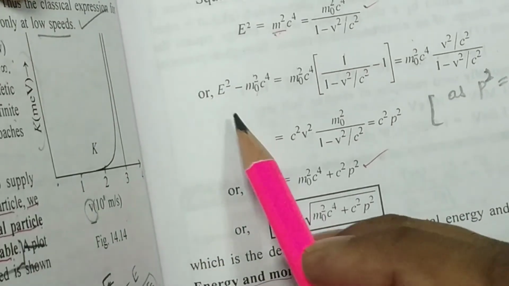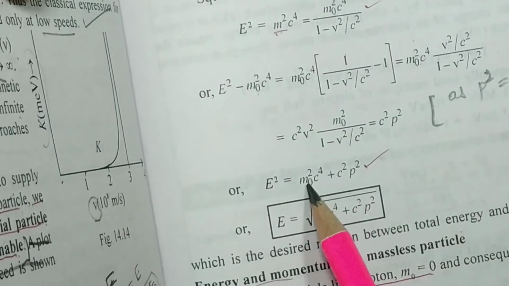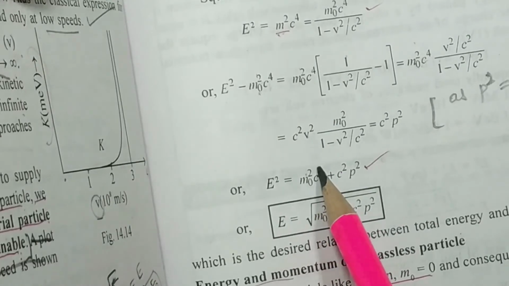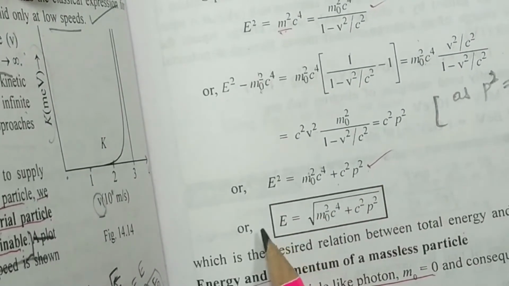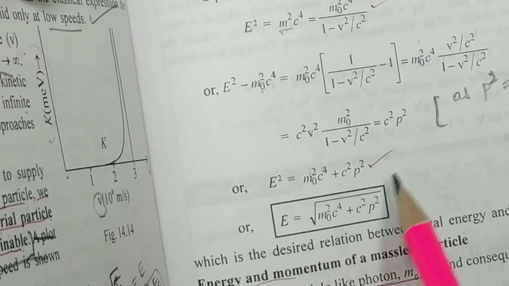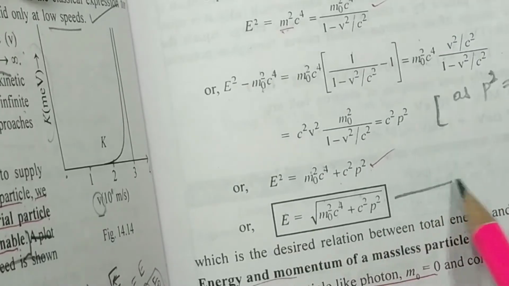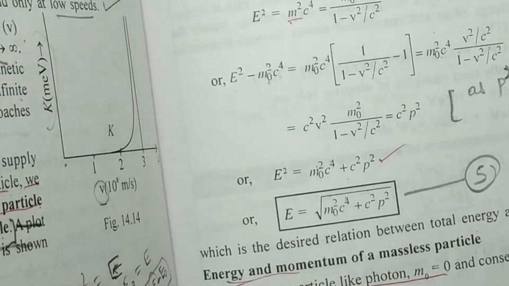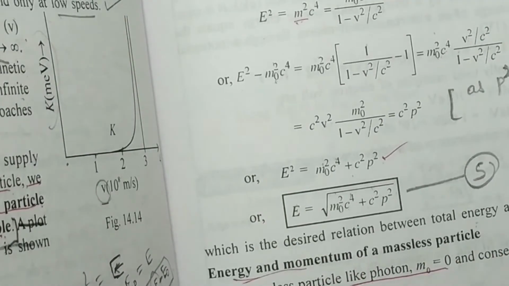So we found that E square is equal to m0 square c to the power 4 plus c square p square. Hence E equals root over of m0 square c to the power 4 plus c square p square. Let this be your equation number 5. This equation number 5 is the relation between total energy and momentum.